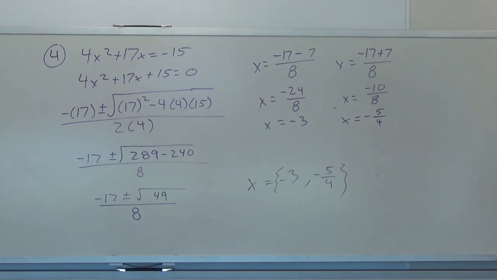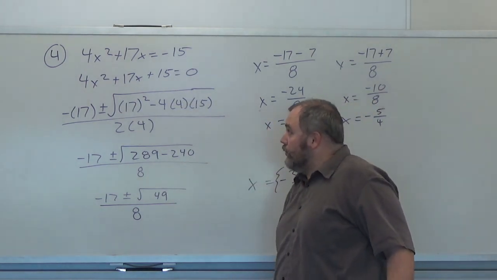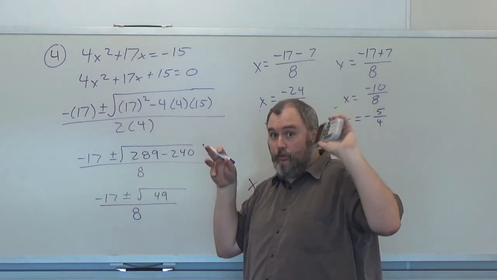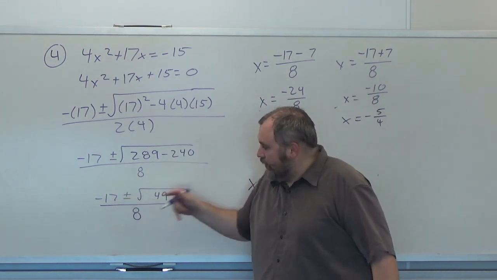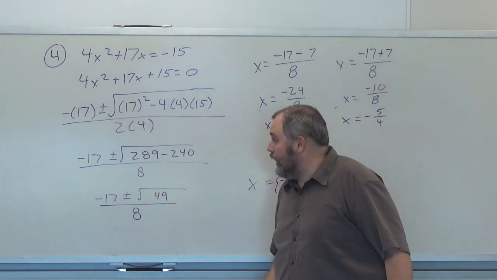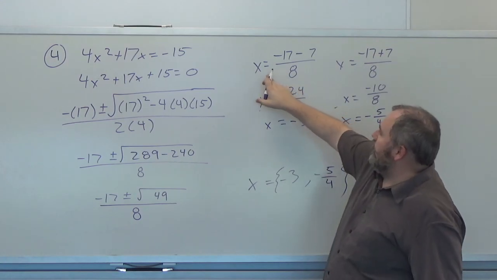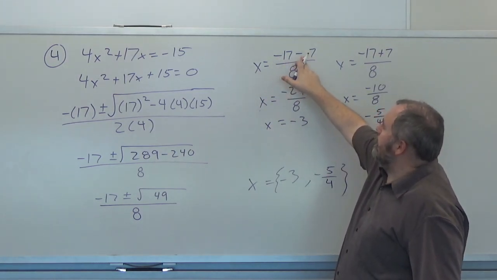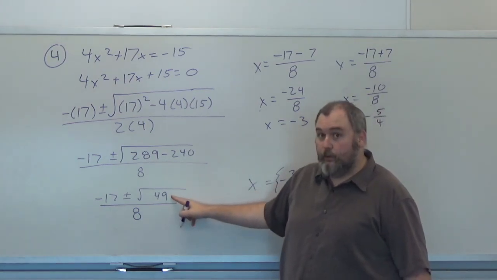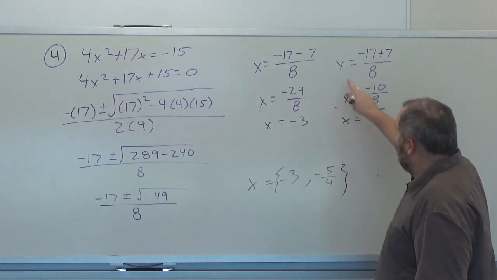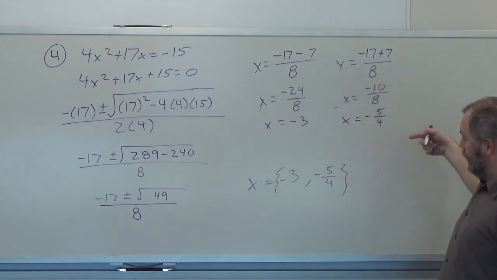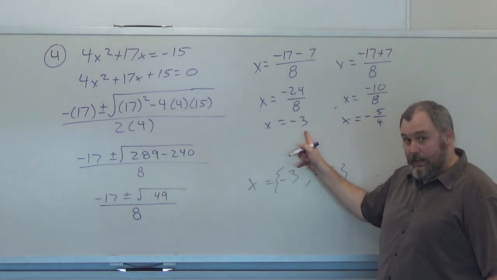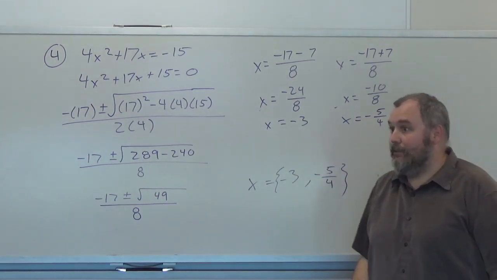In this problem, 4x squared plus 17x equals negative 15. Set it equal to 0 by adding 15 to both sides. Do your magical, wonderful song and work it all the way out. When you do, you would have got negative 17 plus or minus the square root of 49 over 8, and that breaks down to two different parts. So x can be equal to negative 17 minus 7, because the square root of 49 is 7, over 8, or x is equal to negative 17 plus 7 divided by 8. Solve both and you find out that x could either be negative 3, or x could be negative 5/4.